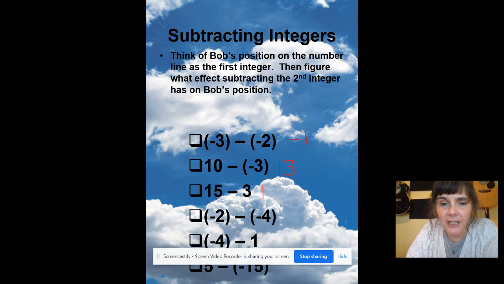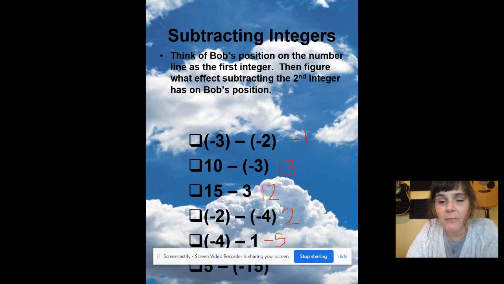15 minus 3, pretty easy. They're both positives. 12. -2 minus -4. Now we're going to start on -2, and then we're going to go up 4 because we're subtracting a negative. So if you picture a number line in your head starting on -2, we're going to go up to -1, 0, 1, and 2. So the answer there is 2. -4 minus 1. Okay, we're starting with a negative, and then we're taking a positive away. That means we're going to go down. So we're going to start on -4, and we're going to go down 1. We end up with -5.